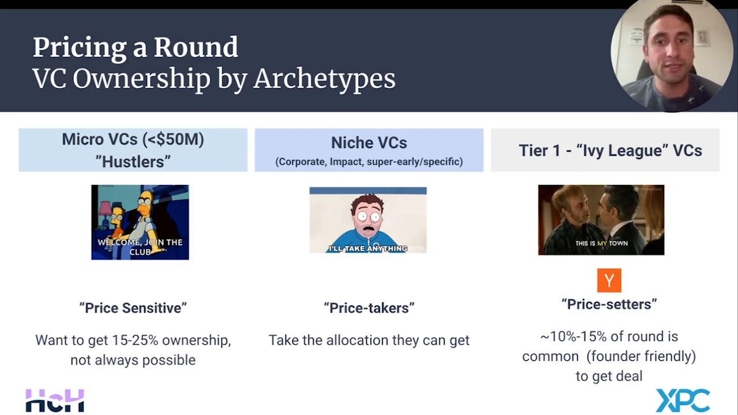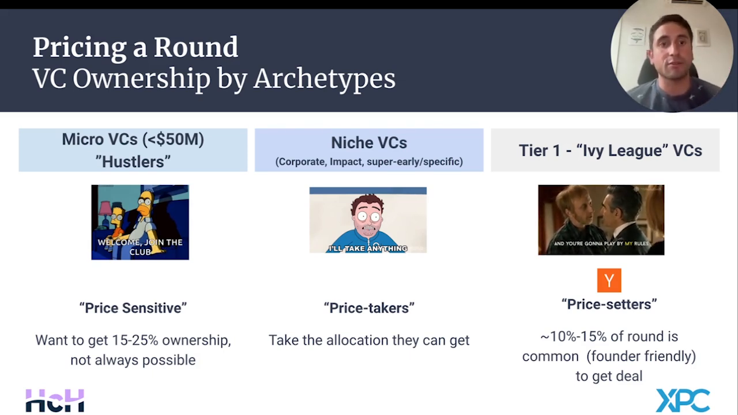For niche VCs, they're almost always followers in a round, so they just take what they can get when someone else is leading the round. They tend to have defined benchmarks on how much they can invest, and they'll just take whatever percentage they can get in a round.